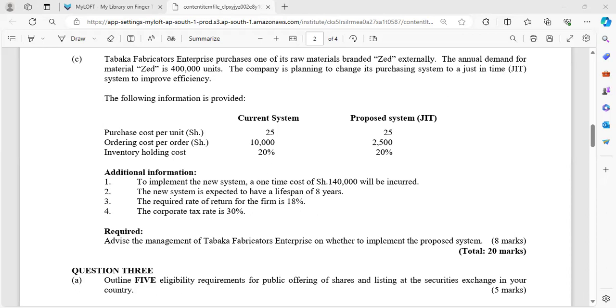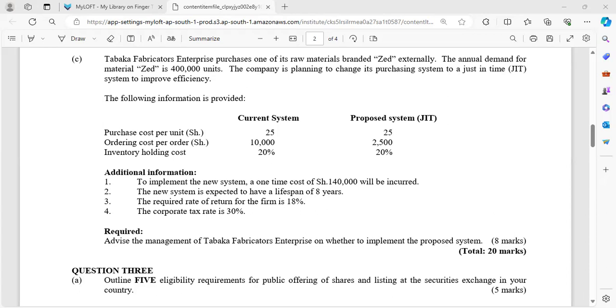From the net cash flows, we are going to be calculating the present values, and then from the present values, we'll be able to see whether we can advise the organization to implement. Because in note number one, we are being told that if they implement the new system, a one-time cost of 140,000 will be incurred, and the new system is expected to have a lifespan of 8 years.